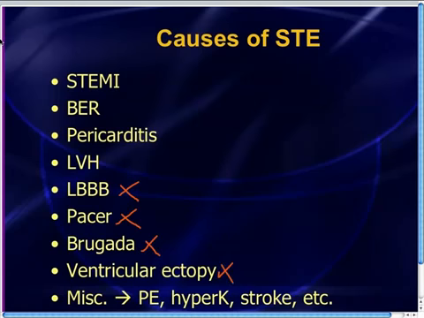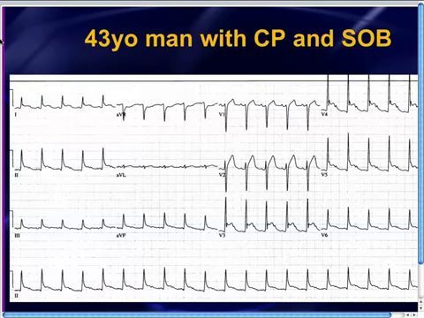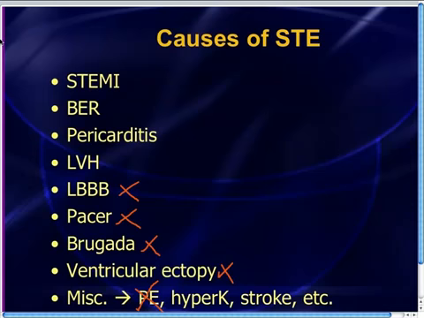PE, you know, it is kind of an imitator, but we're going to get rid of that because there's no signs of right heart strain. Remember the signs of right heart strain: flipped T waves in the inferior and anteroseptal leads, and other signs of right heart strain would be a right bundle or an incomplete right bundle in V1, V2. There's no S1Q3T3 or rightward axis. So you know what? I'm going to get rid of PE.